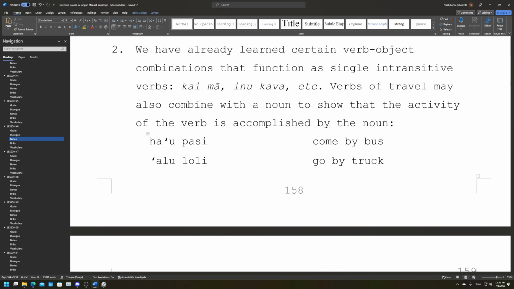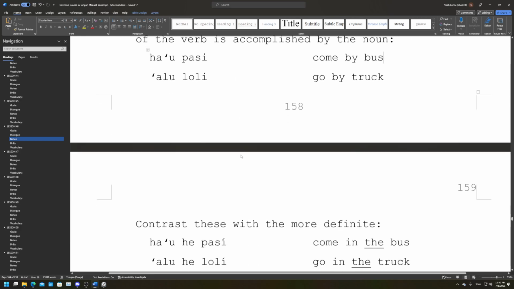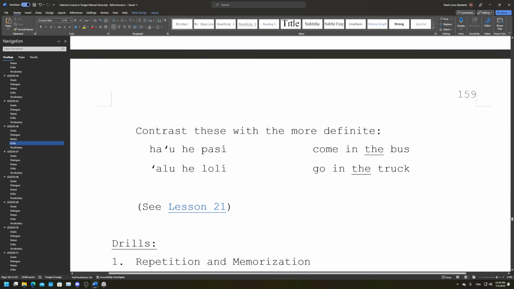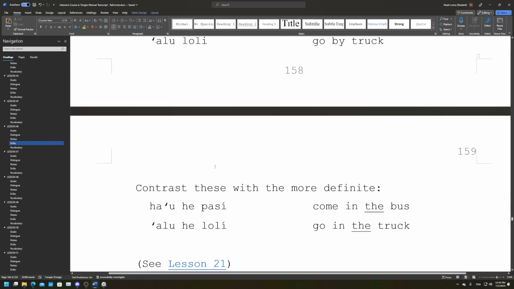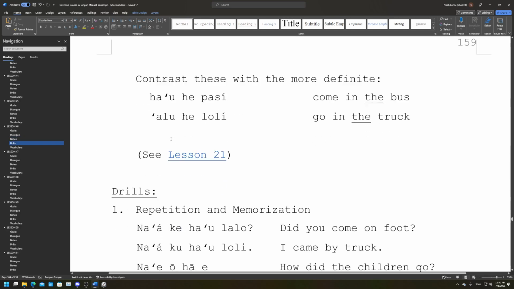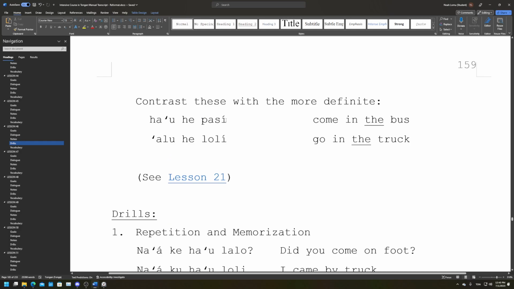Yeah, I don't know how I mistyped that. So haupasi means come by bus. Alulori means go by truck, where this is lorry. And then we can contrast it with how we would usually expect to see this from now or before now, which is hauhe pasi.